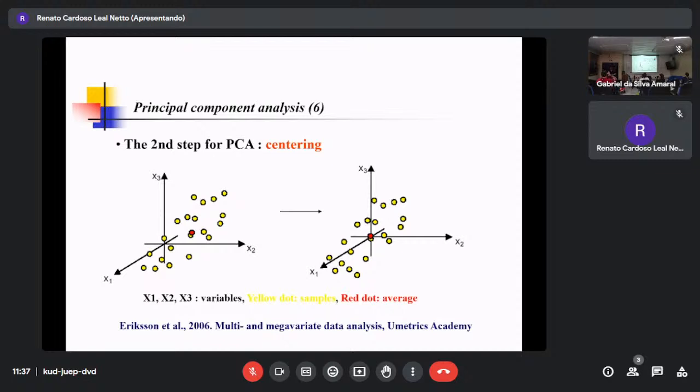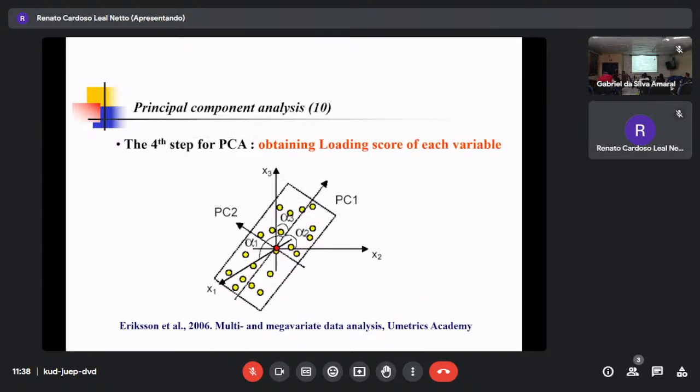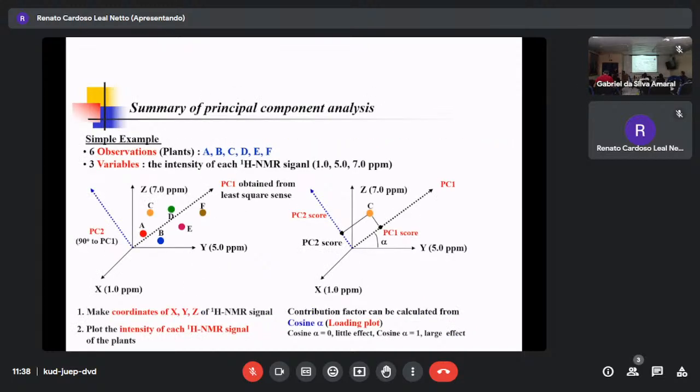But then actually, originally, how many components can be calculated is the same as the original variables, right? If your original dimension is 1,000 dimensions, you can calculate 1,000 components. But now our goal is data reduction. You don't have to use all. Usually, principal component 1 and 2 are more than enough. Sometimes principal component 3. So now, another way to do this one.